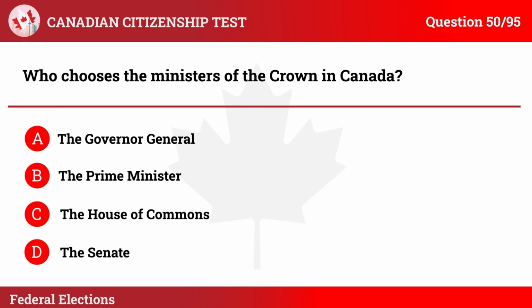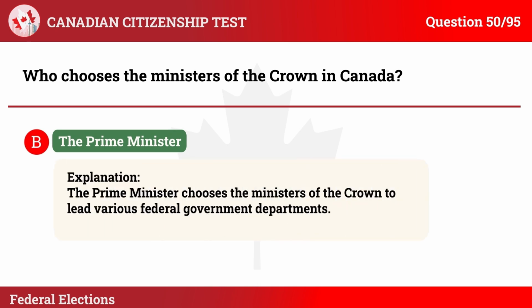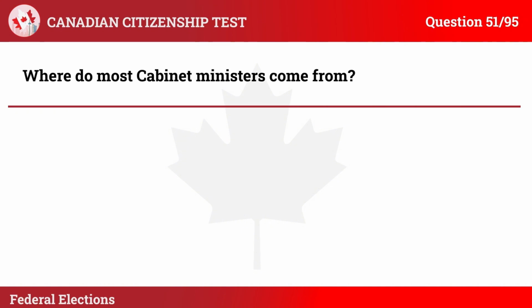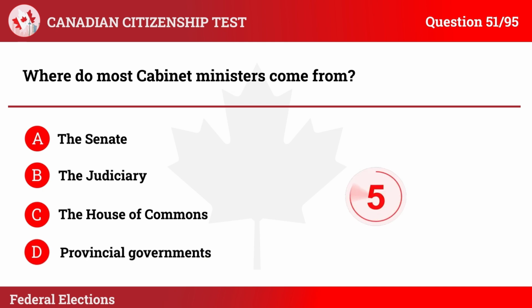The correct answer is B. The Prime Minister. Explanation: the Prime Minister chooses the Ministers of the Crown to lead various federal government departments. Question 51. Where do most cabinet ministers come from? A. The Senate. B. The Judiciary. C. The House of Commons. D. Provincial governments.